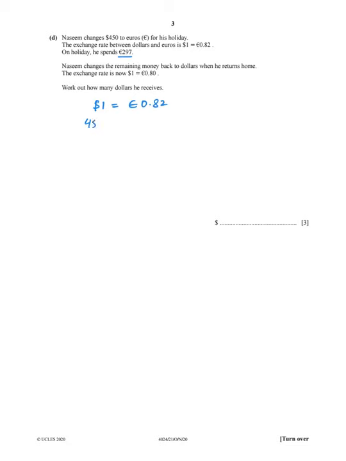He is having $450. So first we need to find out the amount of euros. By cross multiplication, A equals 0.82 multiplied by 450. So that is equal to 369 euros, right? And out of those 369, he spends 297. So I need to subtract 297 from 369, and that is equal to 72. So he is left with 72 euros.